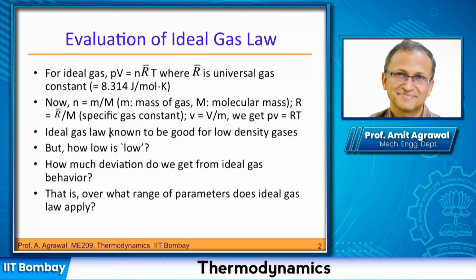As you know, the ideal gas law is also known as an equation of state, and it is very convenient to use. But whenever the ideal gas law fails, we will have to substitute it with a more complex equation of state, and we will see several such equations of state towards the end of this class. So basically the question that we are asking is, in what parameter range does the ideal gas law apply?